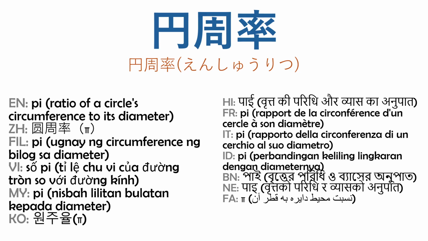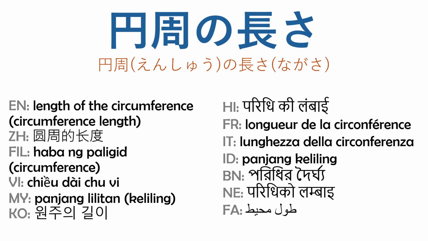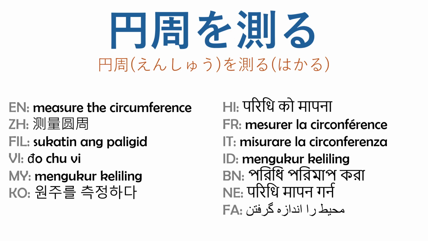Pi, ratio of a circle's circumference to its diameter. 円周率. Length of the circumference. 円周の長さ. Measure the circumference. 円周を測る.